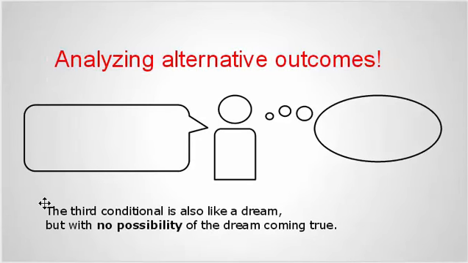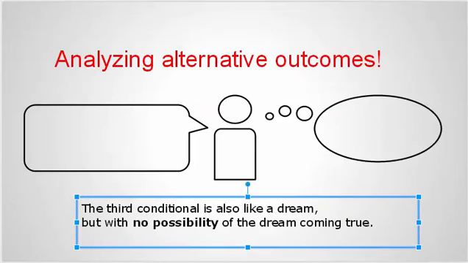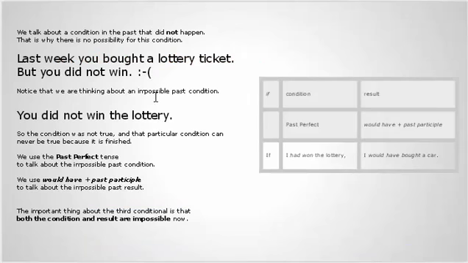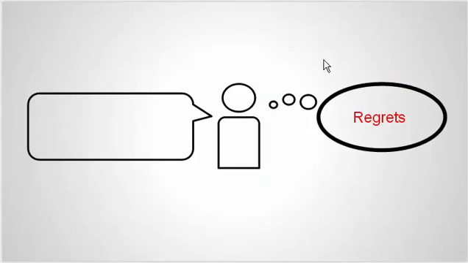The third conditional is like a dream, but with no possibility of the dream ever coming true. Here's an example. I bought a lottery ticket last week, but I didn't win the lottery. Okay, now if I had won, I would have bought a car. Did I win? No. Did I buy a car? No.